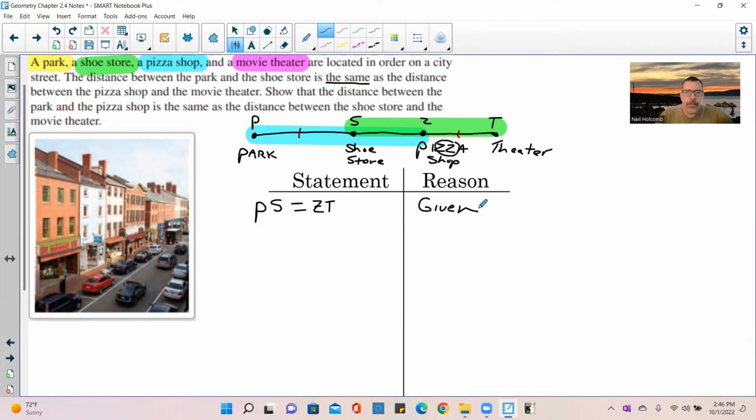We were told that. Okay, so the next thing we want to do is say, well, what do we know about this distance here? What are we trying to show? Show that the distance between the park and the pizza shop is Z. So we want to say something about PZ. What does PZ equal? Well, PZ equals PS plus SZ, and that is the segment addition postulate.